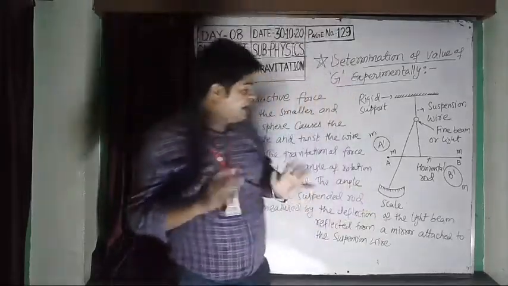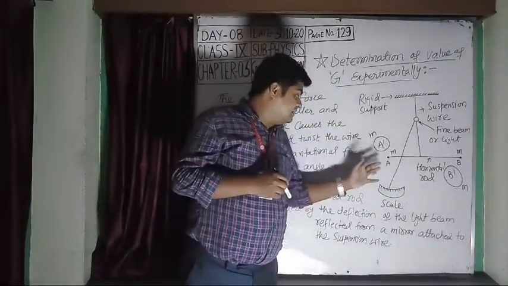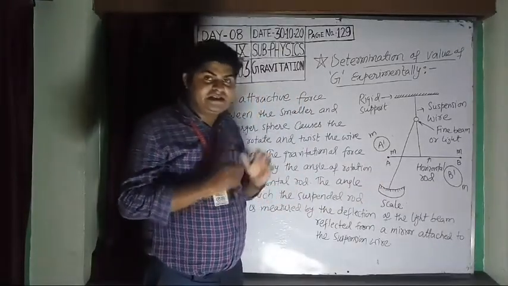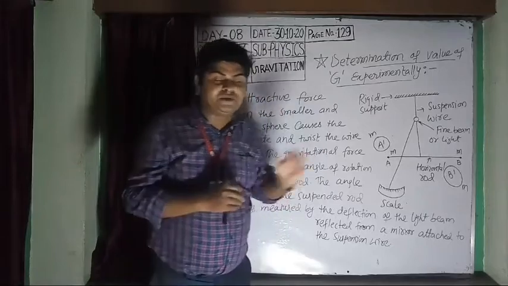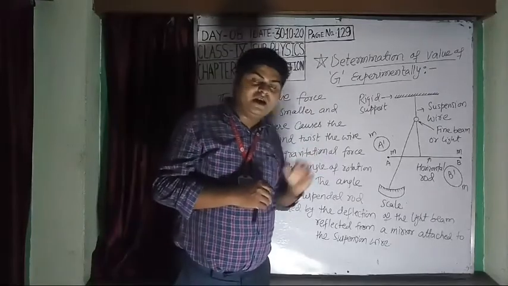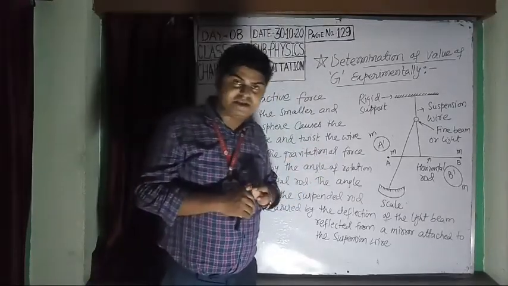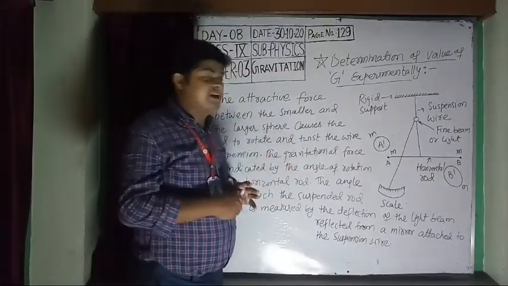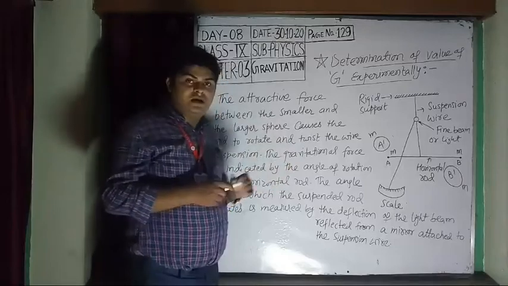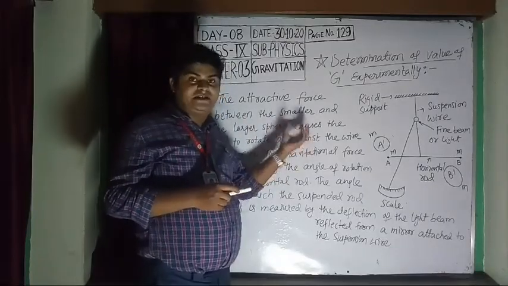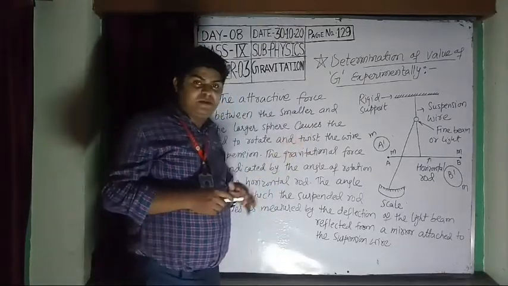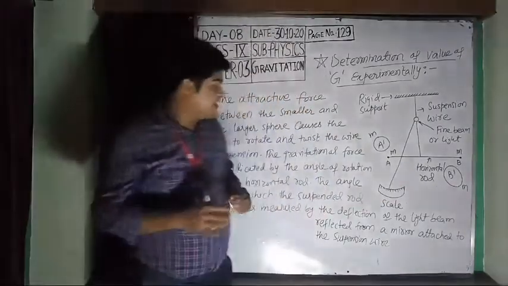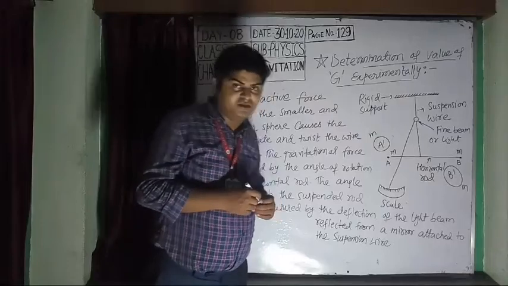Then Henry Cavendish concluded that the value of capital G is 6.67 times 10 to the power minus 11 newton meter squared per kg squared. So we can say that Henry Cavendish found the value of the gravitational constant experimentally using this apparatus. Students, now see the next topic.